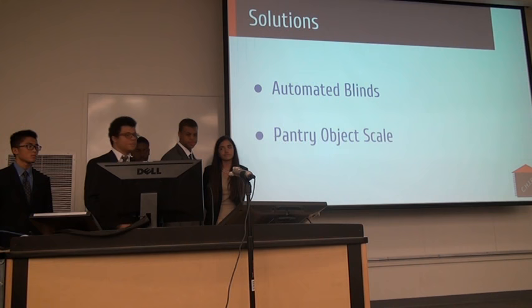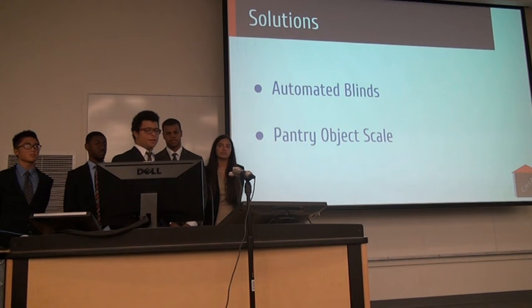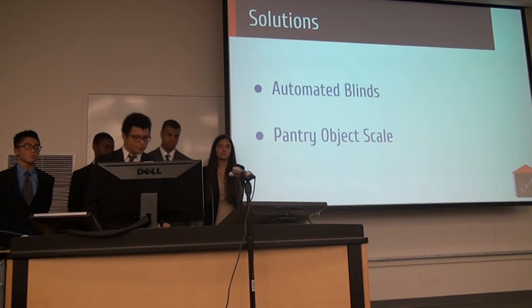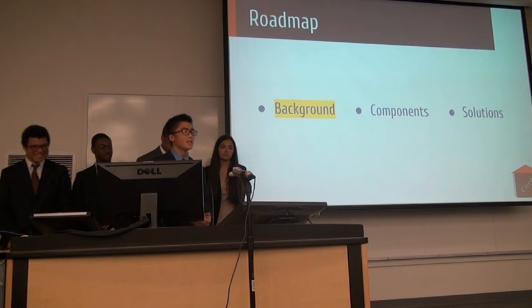So a couple of the solutions that we came up with were automated blinds, which are blinds that open and close depending on how much light is coming into the room, and a pantry object scale, which measures the amount of food left in, say, a cereal box, so you'll know when you're running out. We'll start off this presentation by giving some essential details and background information on the concept of home automation.